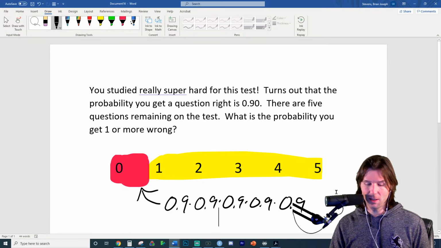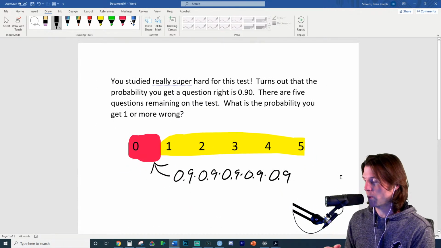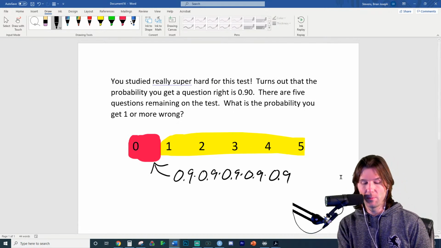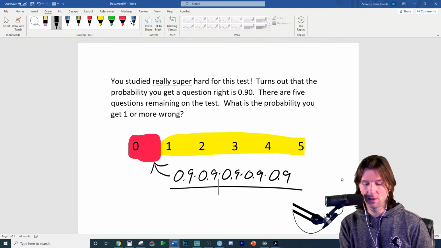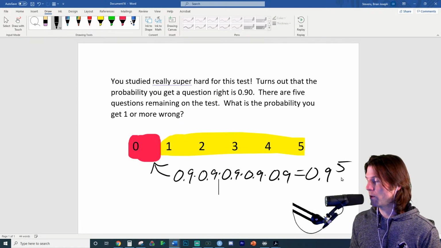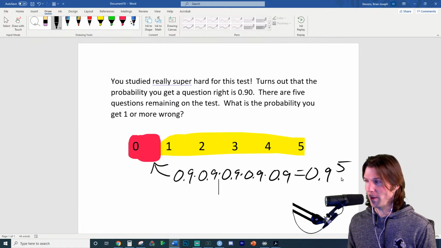Once you know how to do these, they're not that bad. People are like, I can't do this question. I'm like, you just got to practice it. You got to know how to do it. You just have to be able to describe it because this is getting everything correct right here. I don't want to look like we're dividing. This is the probability of getting everything correct. So the probability of getting everything correct is 0.9 to the 5th power.